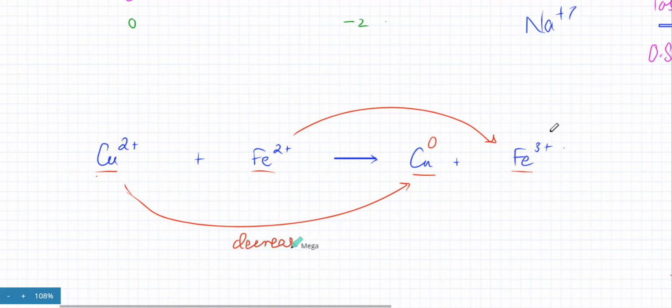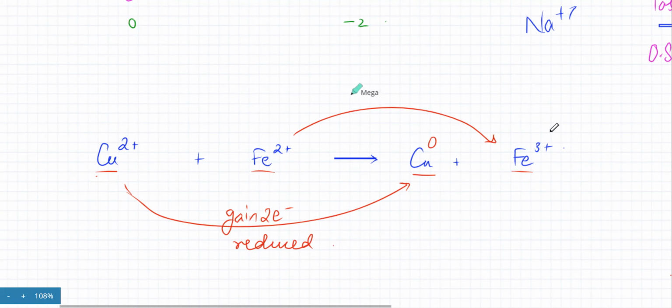Just remember, let's use the word reduced instead of the word decreases. That means reduction is happening. It's gaining 2 electrons, right? So whenever you see the charge reducing, that's reduction. That's gain of electrons. And what's happening to Fe2 plus? Its oxidation state is increasing, right?